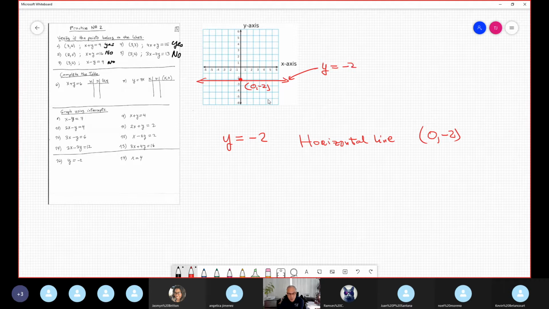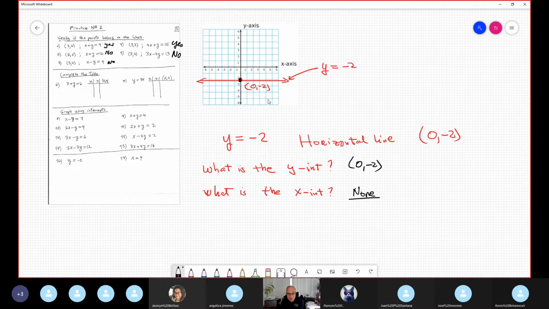Suppose I ask you in the test, what is the y-intercept and what is the x-intercept specifically in this line? Well, professor, the y-intercept is the point (0, -2), the point in which the red line crosses the y-axis, and the x-intercept is never known because this line is parallel to the x-axis.